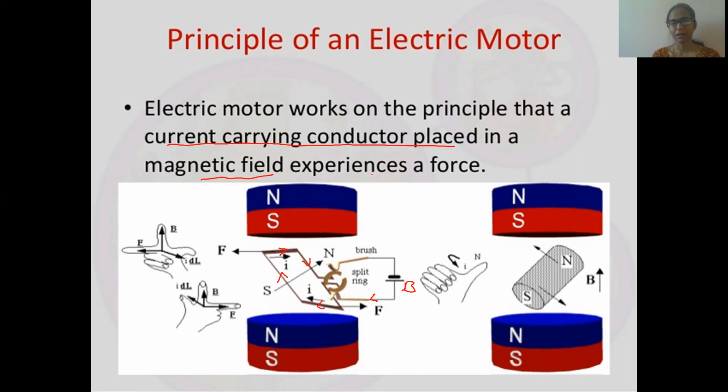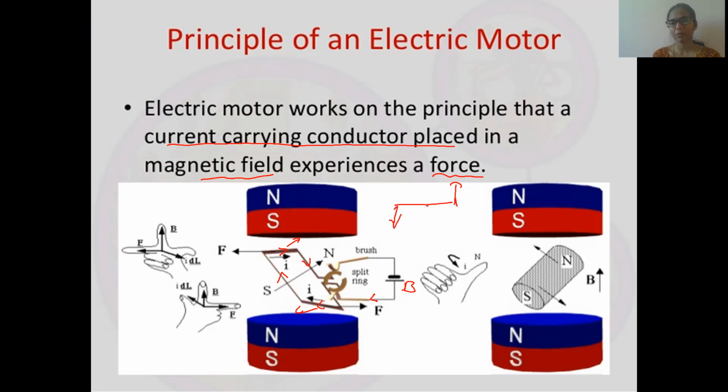Because this coil conducts electricity, by the principle that a current carrying conductor placed in a magnetic field experiences a force, what will happen? It will try to rotate. I'll explain how it rotates in the working. It will experience a force, like a couple force. One force acts upward, and one force pulls it downward.